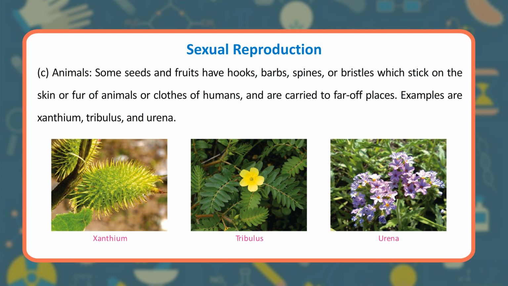Animals. Some seeds and fruits have hooks, barbs, spines, or bristles which stick on the skin or fur of animals or clothes of humans, and are carried to far-off places. Examples are xanthium, tribulus, and urena.